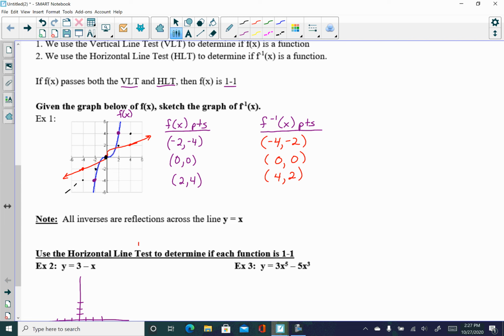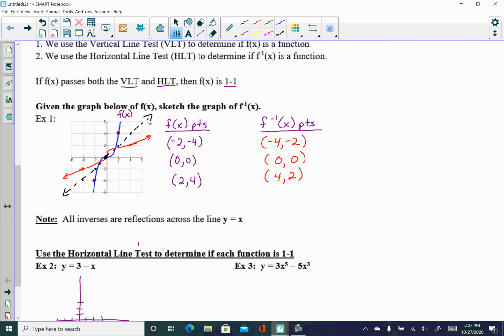If I try to draw a dashed line there, it's not perfect, but it's fairly decent. If you were to reflect over that dashed line, the red line would be on the blue and the blue would be on the red. Like I said, it's not perfect, but that's what it should look like.